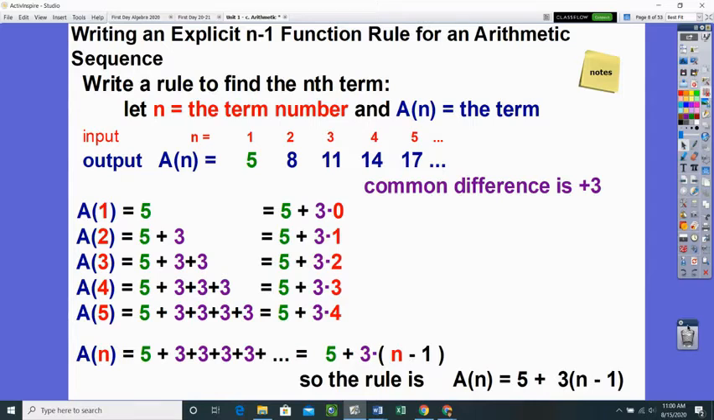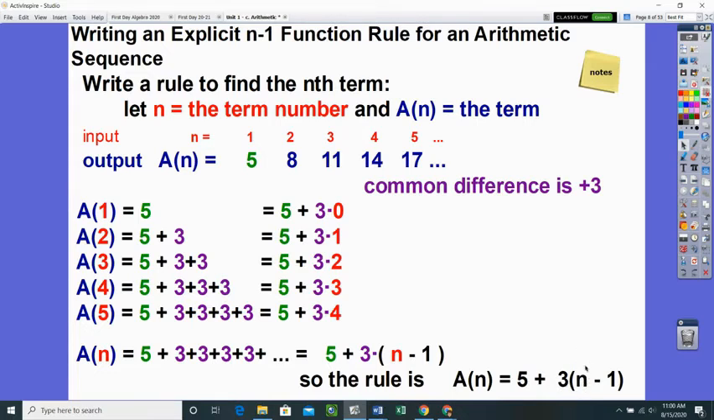So let's test it out. Let's put in 5 for n. Will we get the 17? So down here, we're going to put 5 minus 1. We're going to do what's in the parentheses first, and you're going to get a 4. Now, please remember, you have 5 plus 3 times 4.